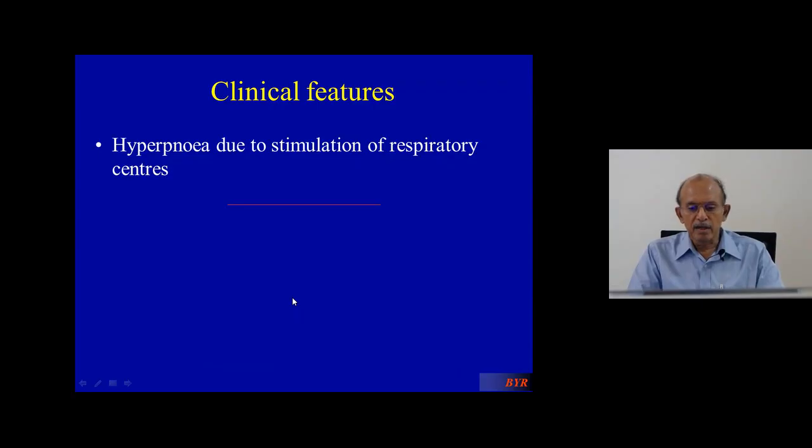Whenever there is metabolic acidosis, patients will have hyperpnea to compensate by excessive respiratory stimulation, where carbon dioxide is excreted more. Anion gap means the unmeasured anions. Total anions minus chloride and bicarbonate is equal to the anion gap.